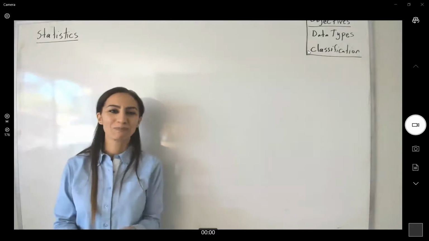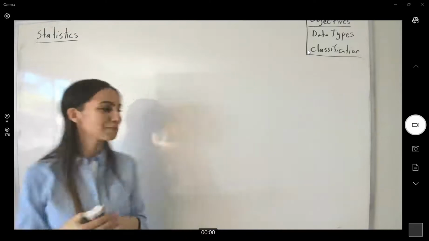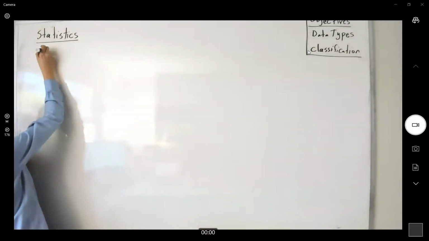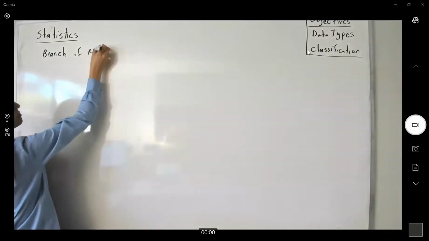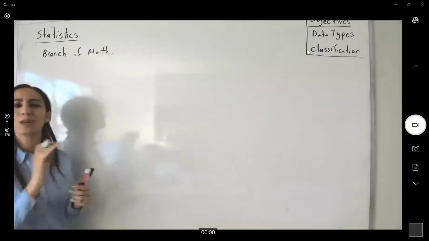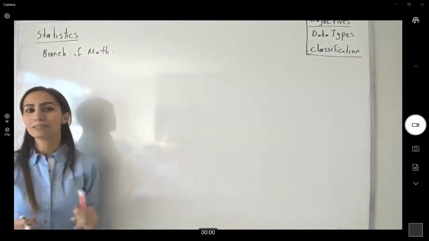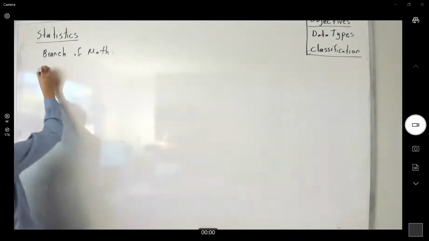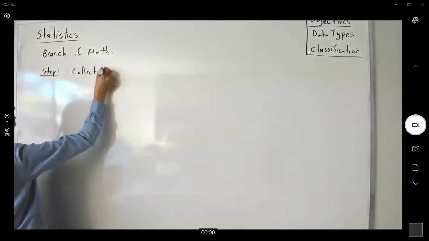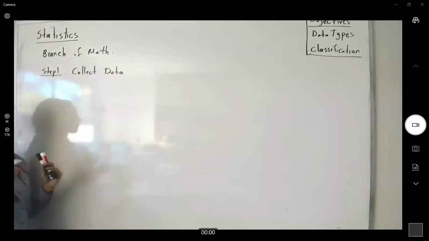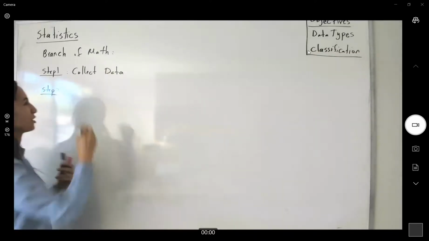Everyone. So we start talking about statistics. What is statistics? Statistics is a branch of math. It includes some steps. The very first step is to collect data related to the question that we asked. So step one, collecting data. After collecting data, we move on to step two, to visualize the data.